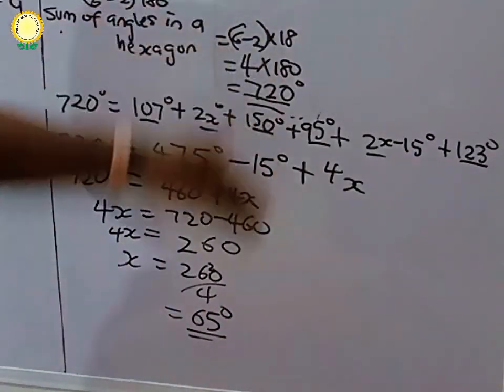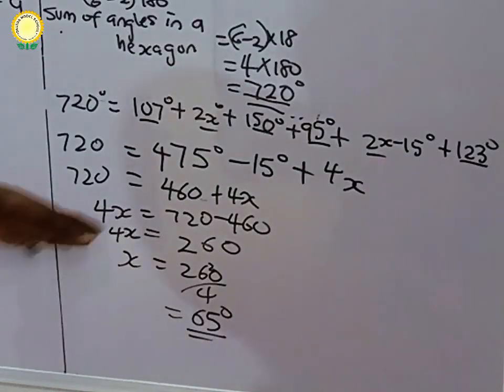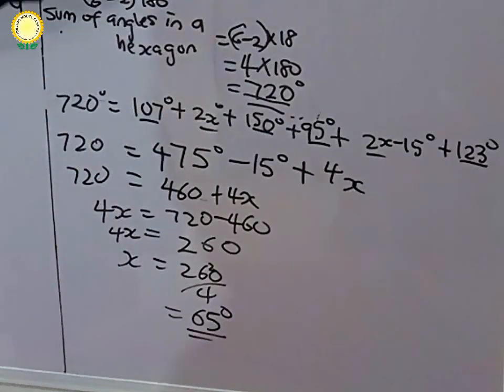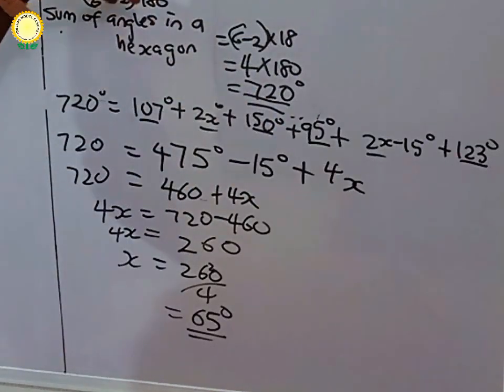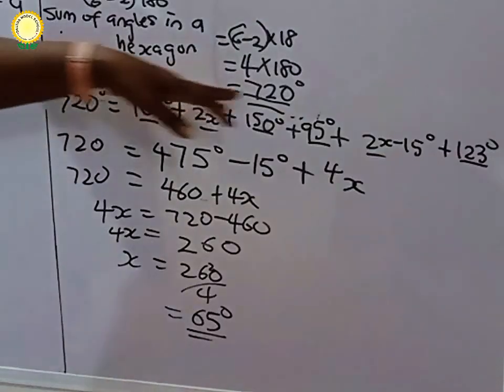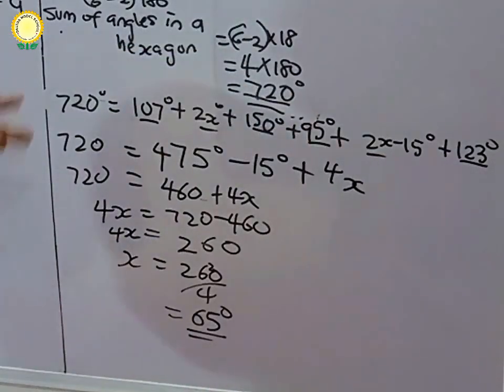When you're done, cross-check your work quickly by putting x here and then x here, which is 65. Then you add up. When you add up, your answer should be 720. Next question.